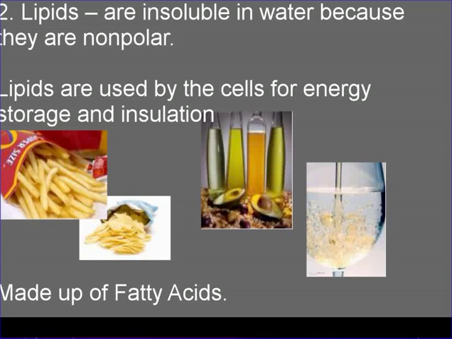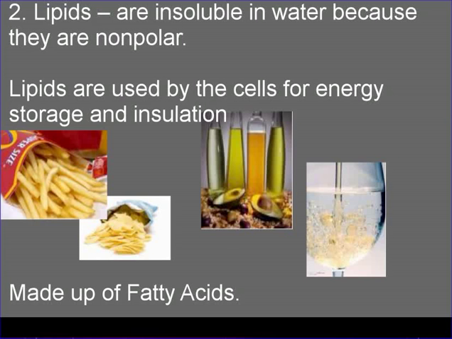So when you think about these, you can think about anything greasy, anything oily. So French fries, potato chips, oil. Again, in this right bottom picture, you see oil and water do not mix. So you need to know lipids are there for insulation, which is basically what helps us keep warm. Think about a bear eating a bunch of things before winter to insulate themselves throughout the winter. They eat a lot of fatty foods. And again, they're made up of fatty acids.